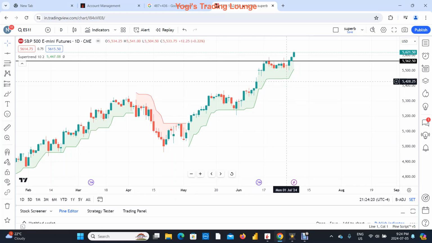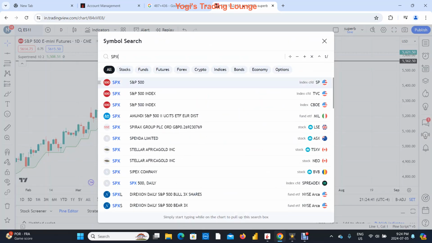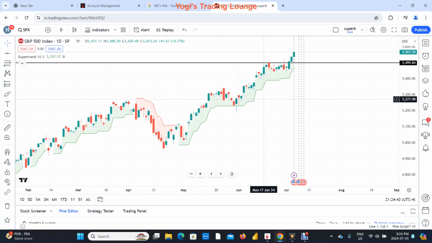This week what happened is the market took off for 3 consecutive days, and the reason the breakout was good is because it was consolidating for a long time around this level. In futures it's 5560, but if you see the chart of the S&P 500 index, it's more clear. This is the S&P 500 daily chart, and you can clearly see the breakout level is 5500.